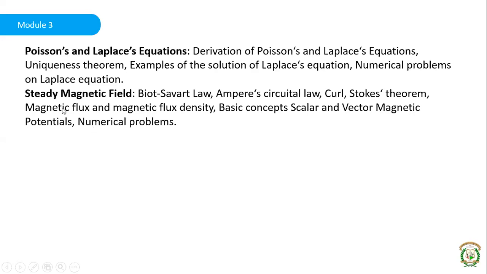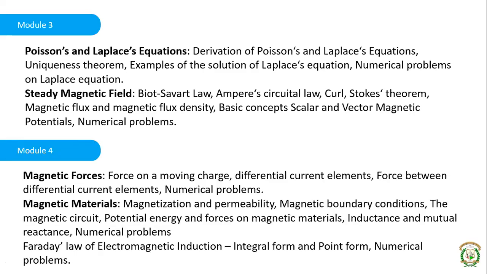Just like electric flux, here we will have magnetic flux and magnetic flux density. Then magnetic potential, scalar and vector magnetic potentials. In the next module we will deal with the force on a moving charge, magnetic force on a moving charge, differential current elements, the force between differential current elements. Then magnetic materials and their properties, that is magnetization and permeability, the boundary conditions, then the magnetic circuit, then again energy, potential energy and forces on magnetic materials.